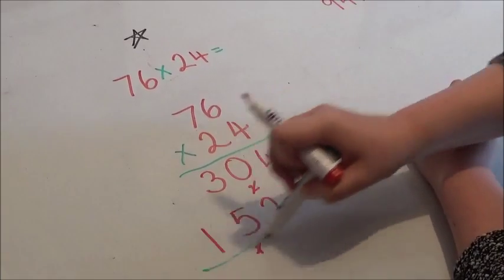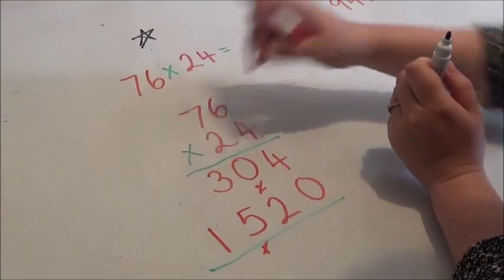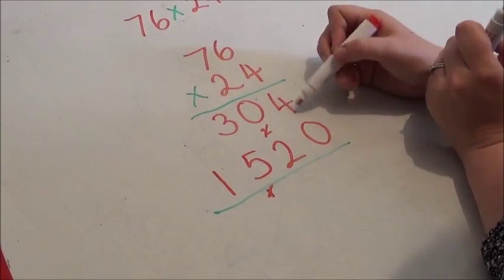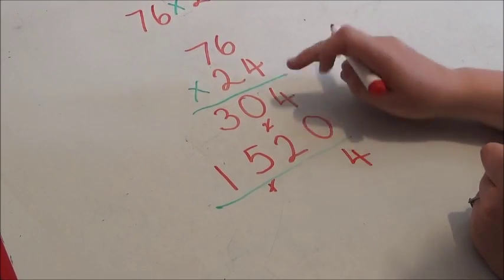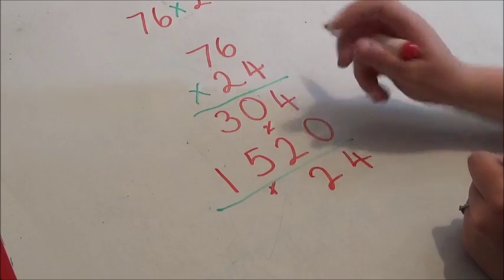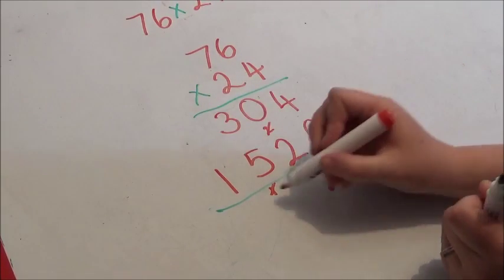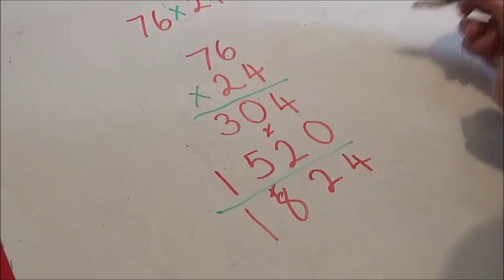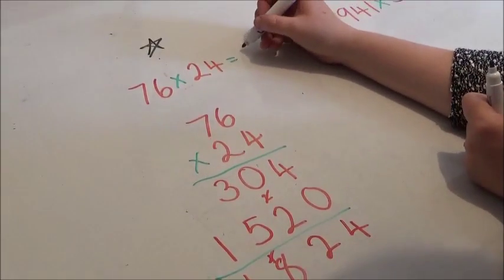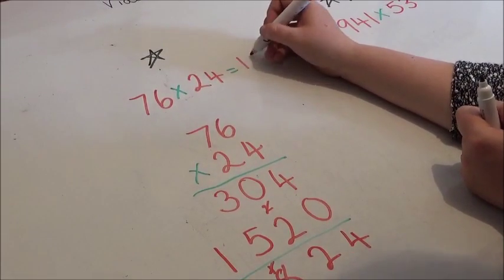Now I need to add them together because I partitioned them here. 4 add 0 is 4, 2 add 0 add 2 is 2, 5 add 3 is 8, and 1000 on its own is there. So 76 times 24 is the same as 1824.